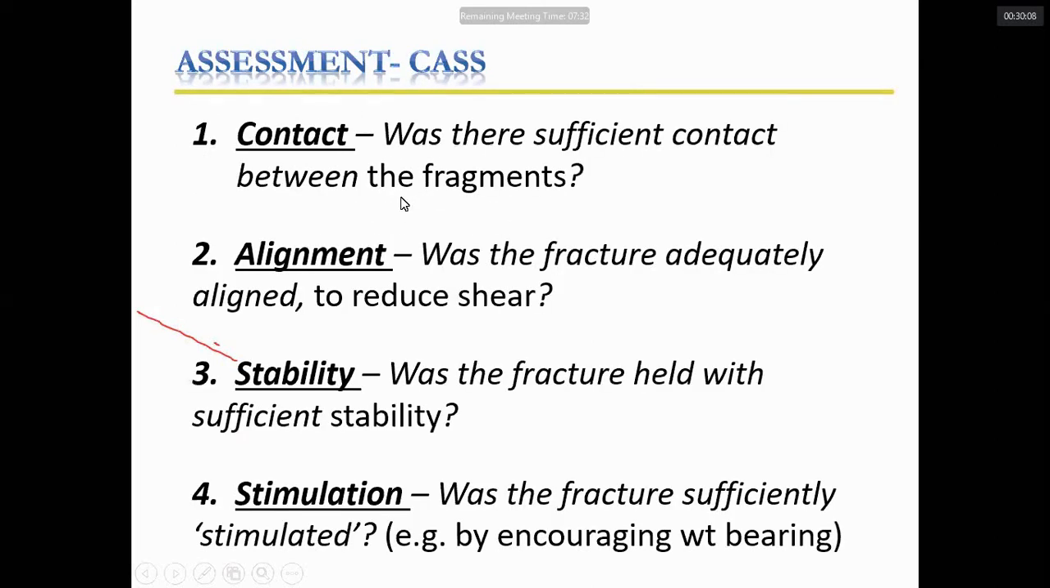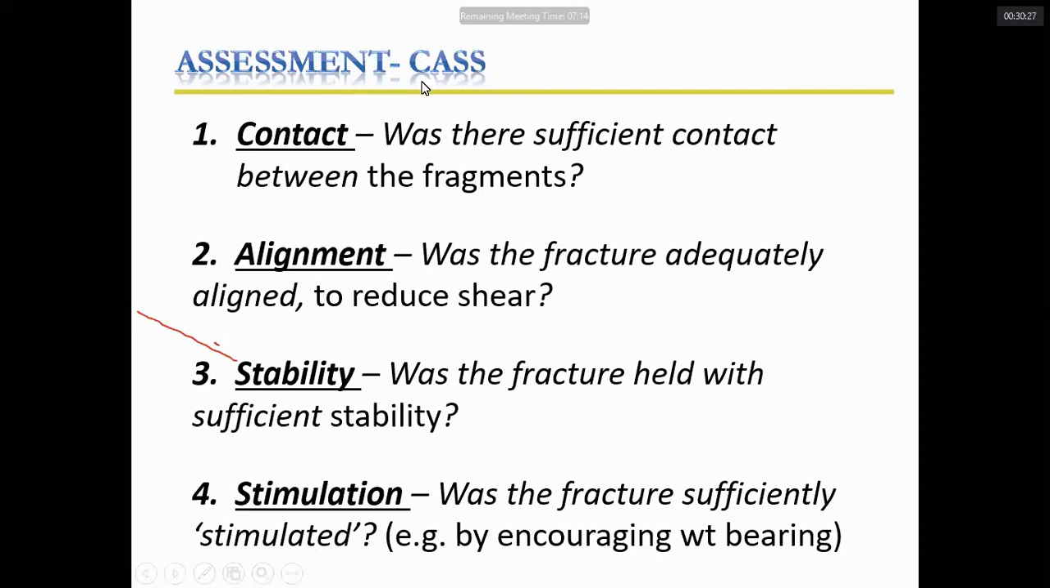So how do we assess? You assess by whether there is sufficient contact or not, whether the fracture is adequately aligned or not, whether the fracture fixation is stable or not, and whether there is sufficient stimulation. For example, whether the patient has done proper rehab or not.